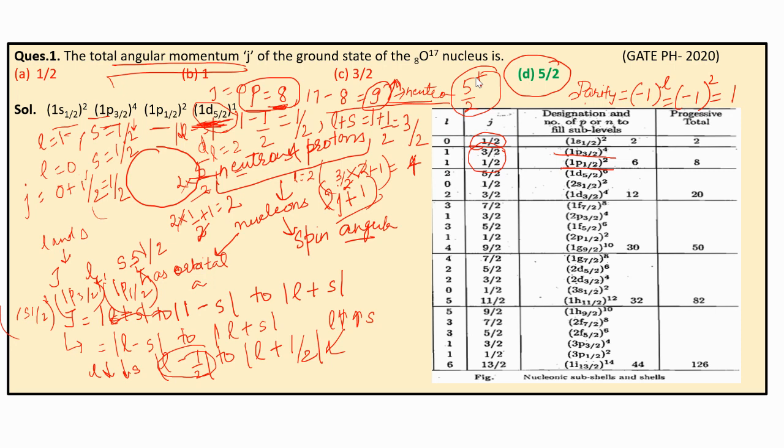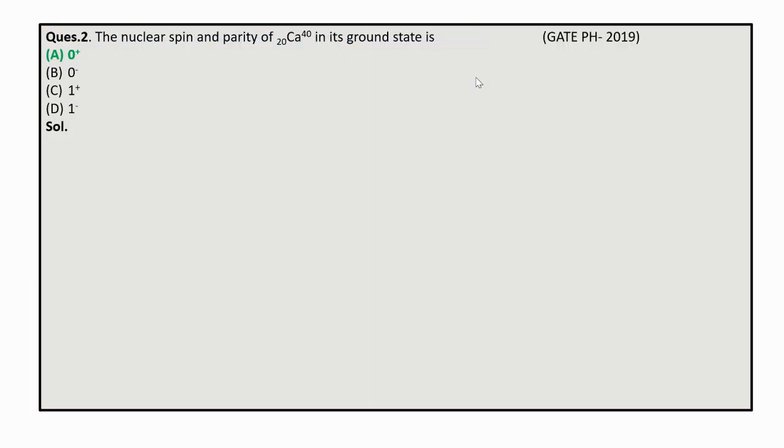Right. So I want the next question for you guys. I have prepared this question. This also came in the GATE examination, but I want you to at least do this question. I'll give you 1 or 2 minutes. This question is on nuclear spin. Here it is asked, find out the nuclear spin and parity of calcium in its ground state. The answer is clear, it is A, but I want you to at least try this question.